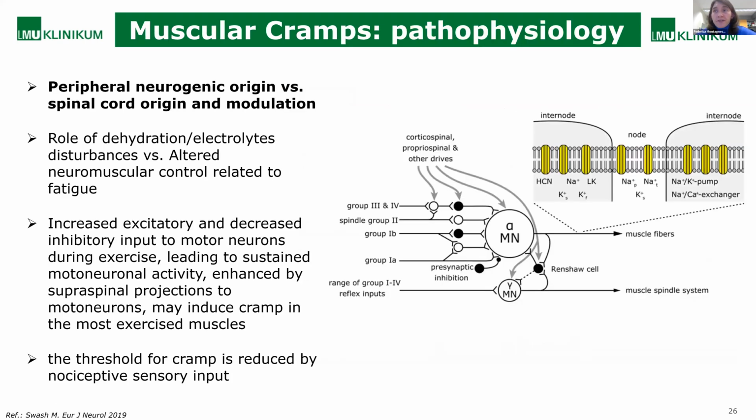The origin of muscle cramps is still debated. In most of the cases, the experiments point toward peripheral neurogenic origin, so located in the motor nerve axon, especially in the distal terminals. But there are also some aspects which suggest spinal cord modulation of the cramping, as for example the modulating role of the activation of antagonist muscles, or the change in H reflex after cramping.